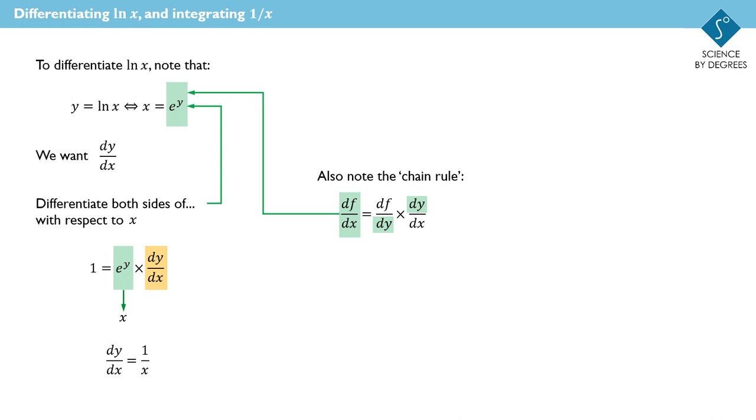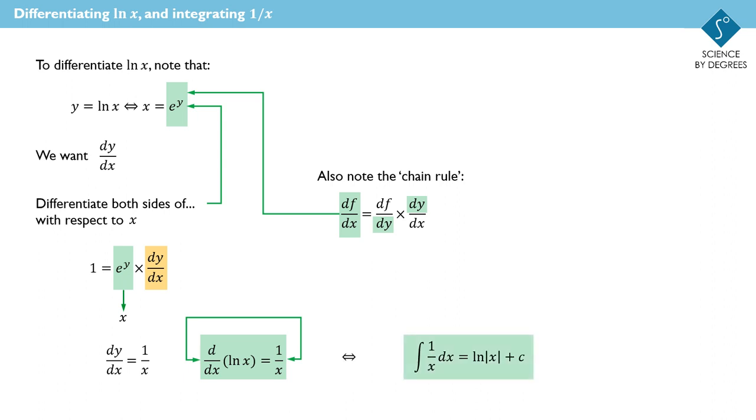And that's a really important result, as is its inverse, because if we differentiate log x and get 1 over x, then that means that integrating 1 over x gives log of x. And one tiny final thing, notice the modulus signs around the x in the integral, just because log of x is not defined for negative values of x.